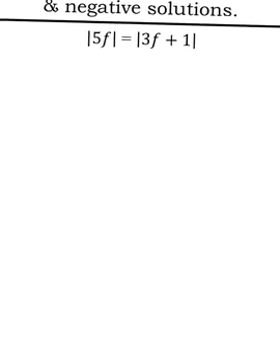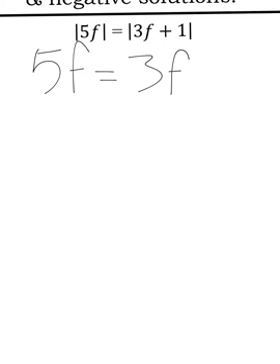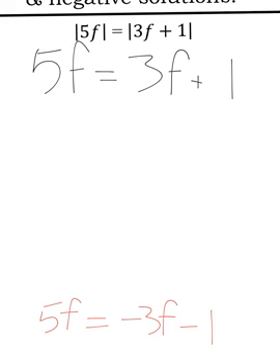So let's move on to the next one. I will set it up, and I will say 5f equals 3f plus 1. And then I'll go down here and I'll set up my second one and just change the signs on one side. So how about negative 3f minus 1? Okay, so they're both set up. Now just solve for f.